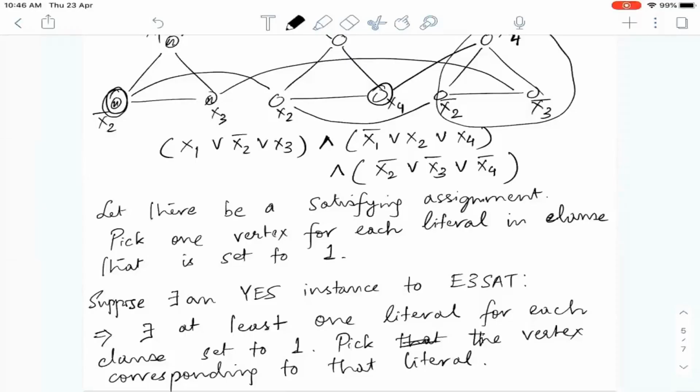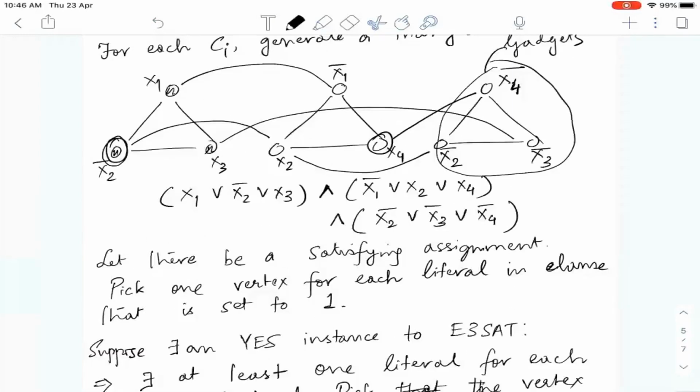And why is this an independent set? Well, first of all, for each clause you are picking exactly one vertex. So you are picking exactly one vertex out of each triangle. So there is no conflict inside the triangle.